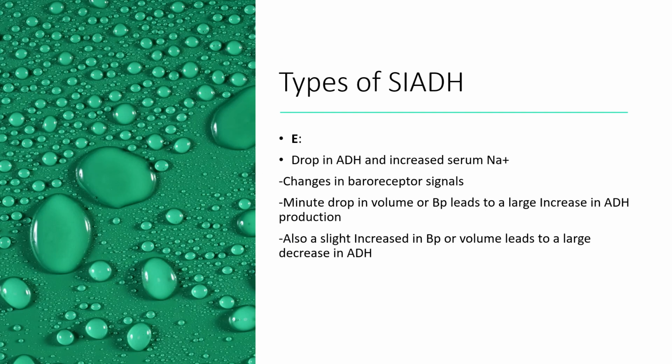Type E, there is a drop in ADH, and there is an increase in serum sodium because of changes in baroreceptor signals. A minute drop in volume or a minute drop in blood pressure will lead to a large increase in ADH production. Also, a slight increase in blood pressure or a slight increase in volume will lead to a large decrease in ADH.